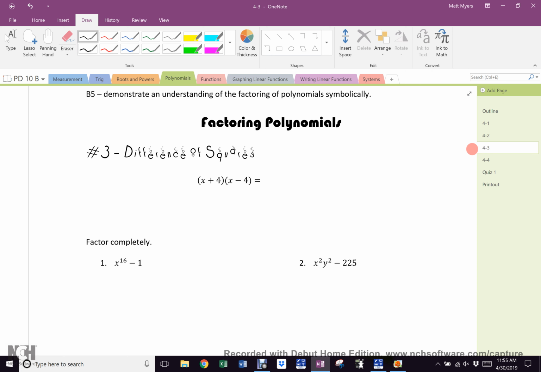But this is the one where the most tricks, the most pitfalls, the most things that can mess you up happen with this one, even though it's one of the easiest ones to do. If I told you to expand that, what would happen? x squared minus 4x, plus 4x minus 16. What happens to the middle terms? The linear terms. They drop out, and I get x squared minus 16.